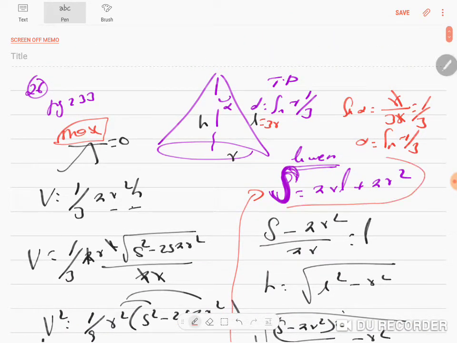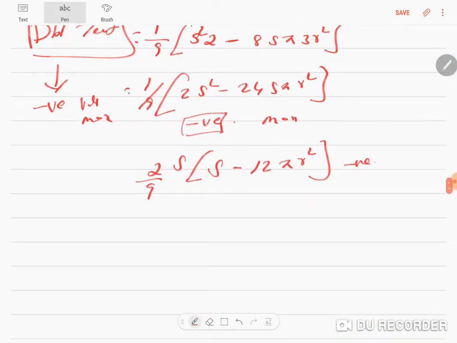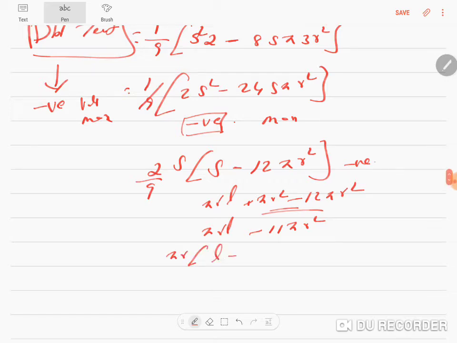S itself is pi rl plus pi r square, correct? S itself is pi rl plus pi r square. So pi rl plus pi r square minus 12 pi r square. So can you see that pi rl minus 11 pi r square will be there. So when you take out what is common, pi and r, we get L minus 11 r.